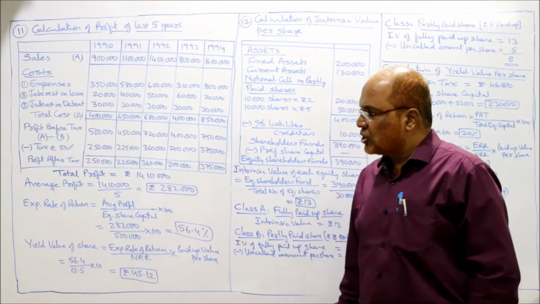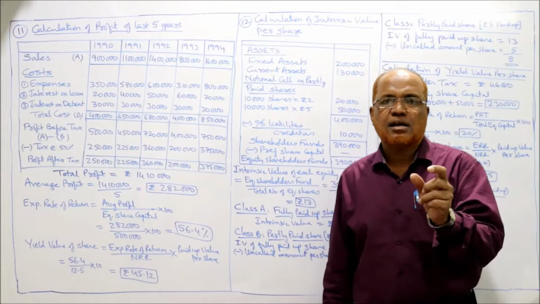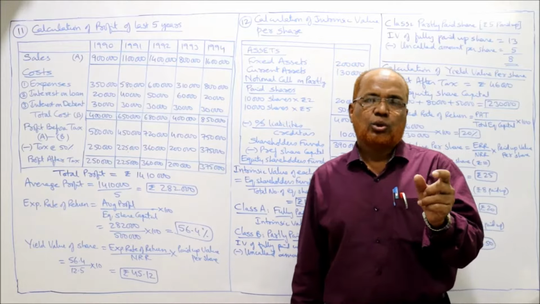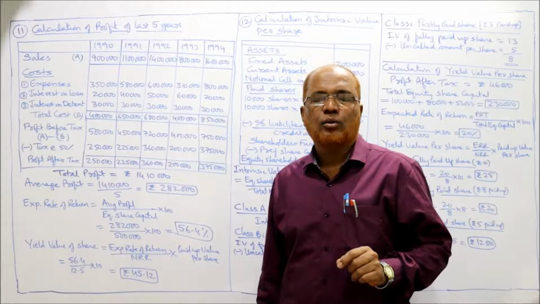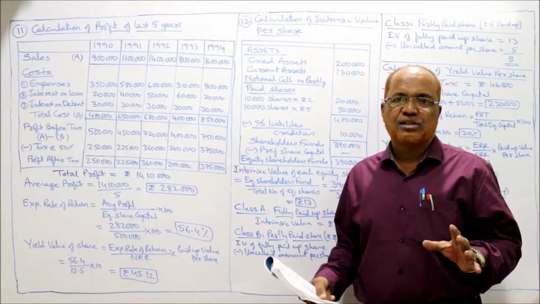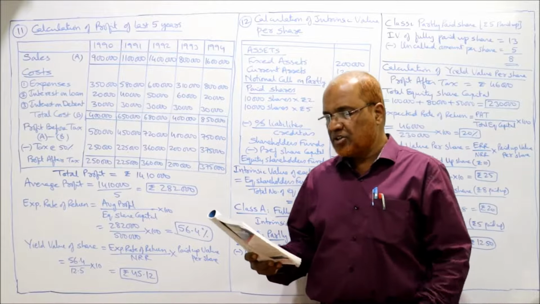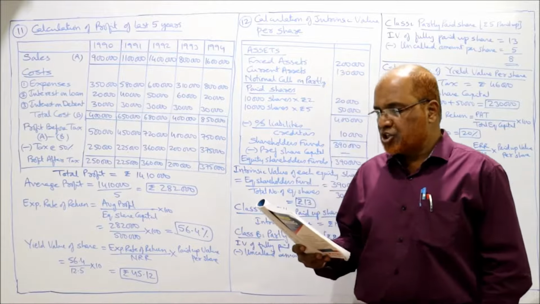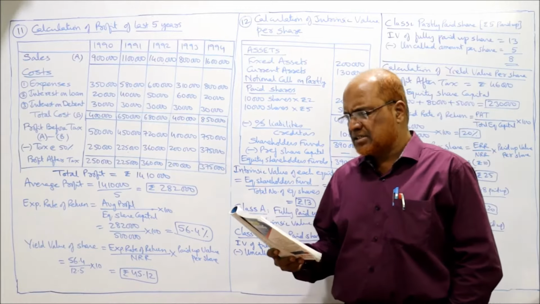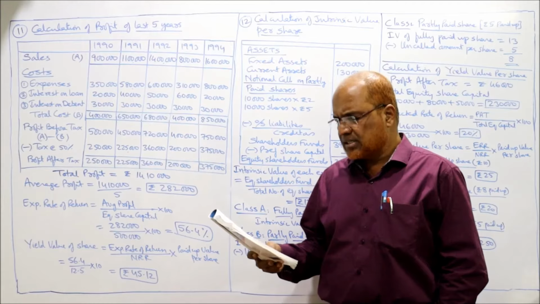This capitalization of earnings method means the yield method. Earnings means profit. The method based on profit is called the yield method. So we don't require balance sheet figures, we need only profit figures. What information is given in the problem? The balance sheet is given, but we don't require capital, reserves and surplus, long-term borrowings, current assets, current liabilities, all these things.